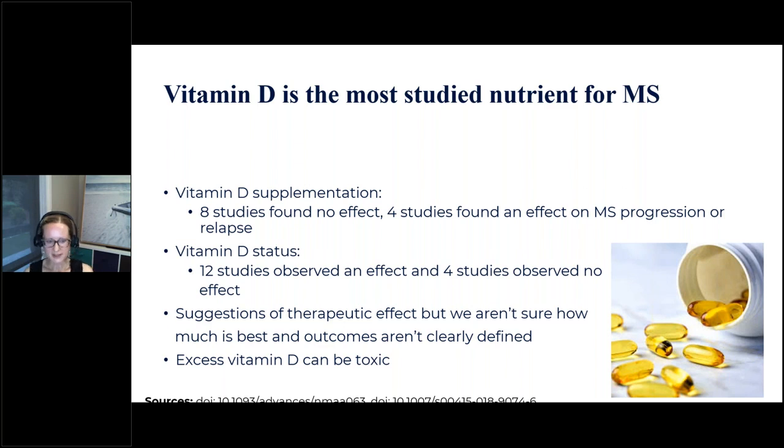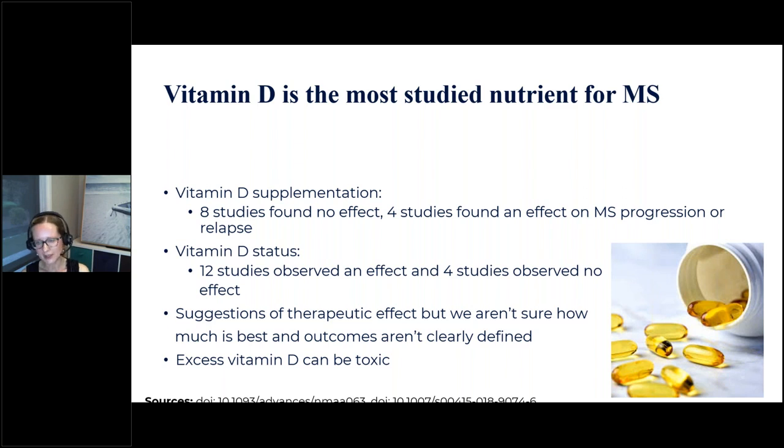So vitamin D status is the level of vitamin D that you have in your system and the level of vitamin D you can actually make use of. And that can be checked through a blood test. And you're probably quite familiar with these blood tests by now. If you've had MS for a while, we always get our vitamin D levels checked.